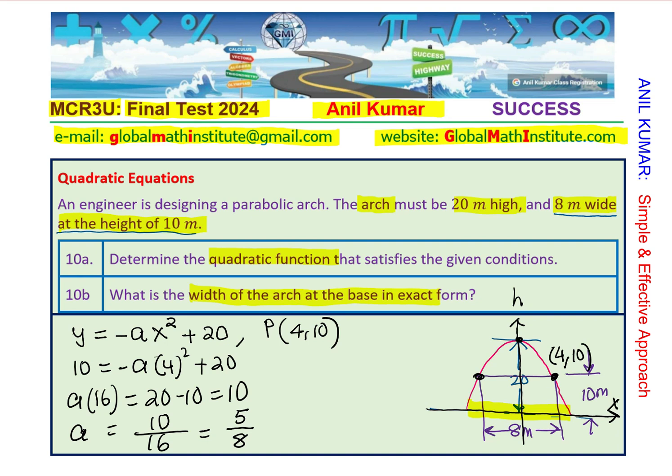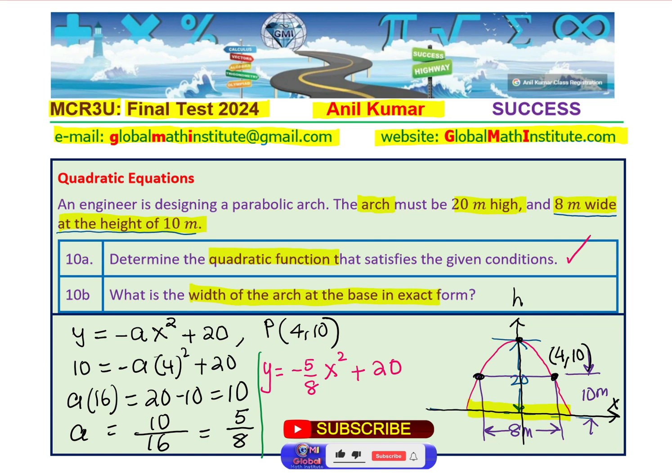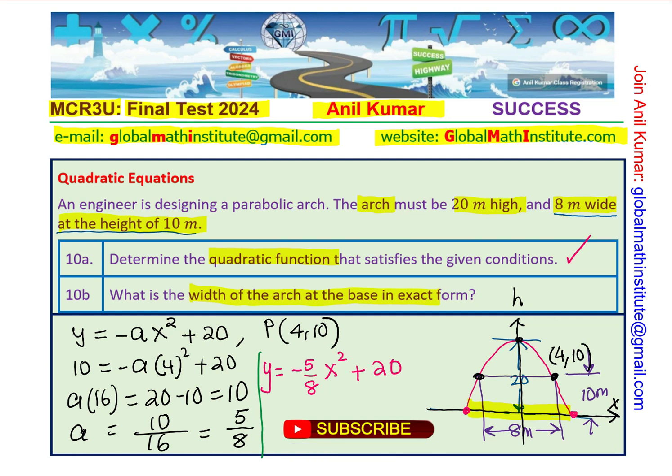So what is the quadratic function for us? The quadratic function is y equals to minus 5 by 8 x square plus 20. Perfect. So that becomes the quadratic function. Part A is done for us. And now you can find the width of the arc at the base, right? That means when the height is 0. Is that clear to you? So let's go to a fresh page and find the solution.